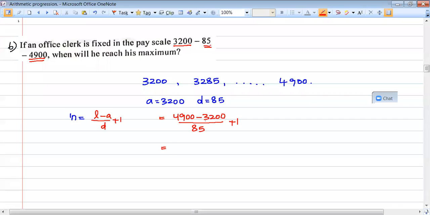So what is the answer for this question? Here you will get 1,700 by 85, plus 1. That is 20, 20 plus 1. So the answer for this question is N is equal to 21.